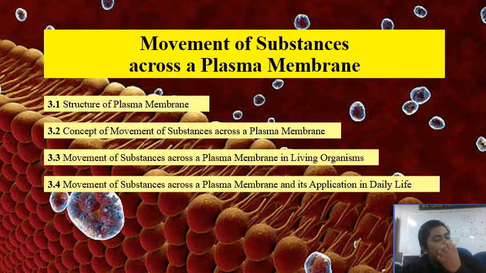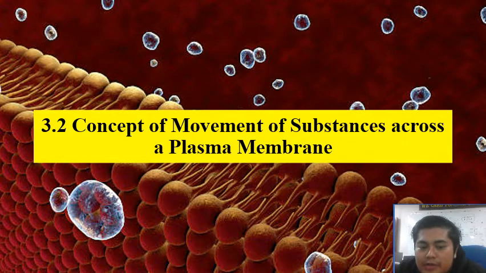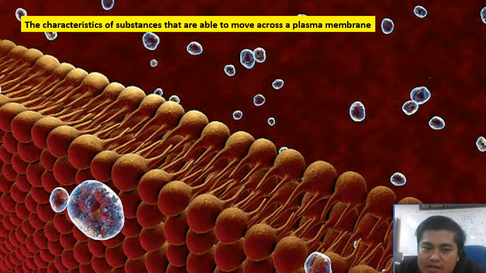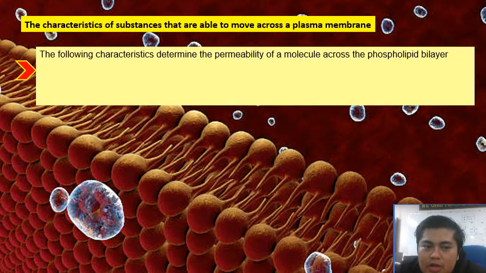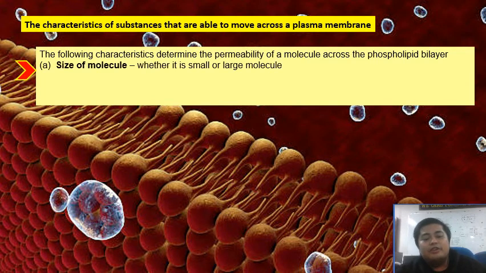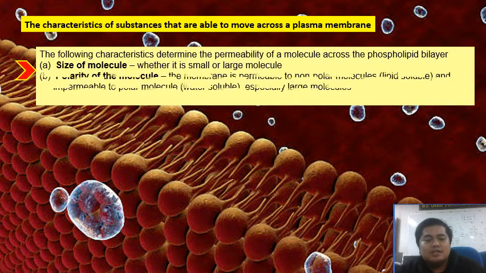So dengan itu, kita dah habis untuk structure of plasma membrane. Kita akan continue dengan 3.2, which is the concept of movement of substances across the plasma membrane. So, the characteristics of the substances that are able to move across the plasma membrane. The following characteristics determine the permeability of the molecule across the phospholipid bilayer. First, the size of the molecule. So whether it is big or small, sama ada size dia besar atau kecil.